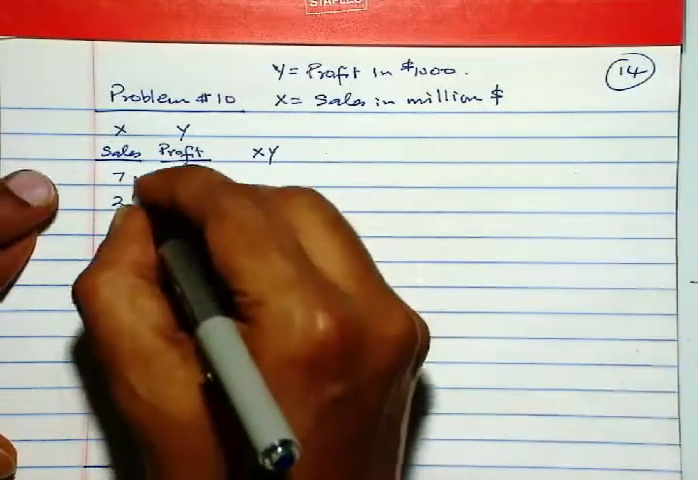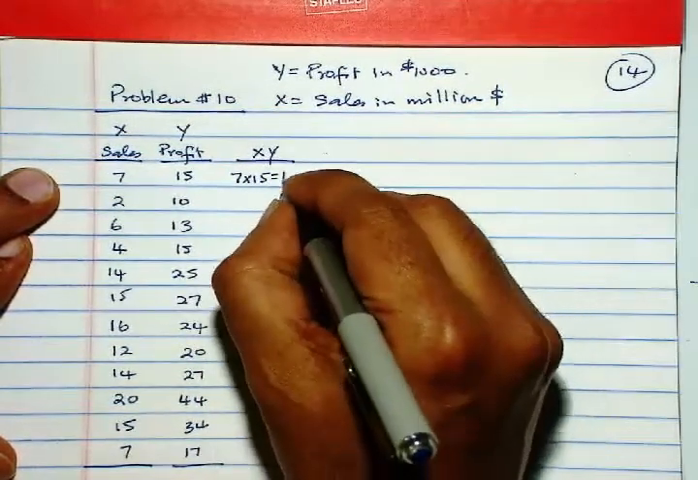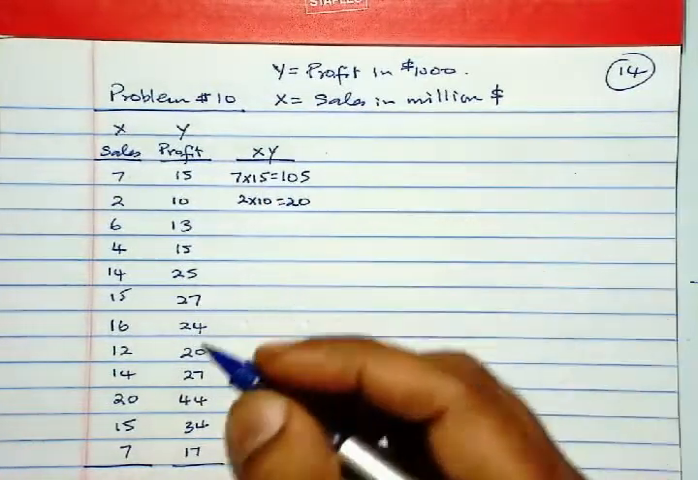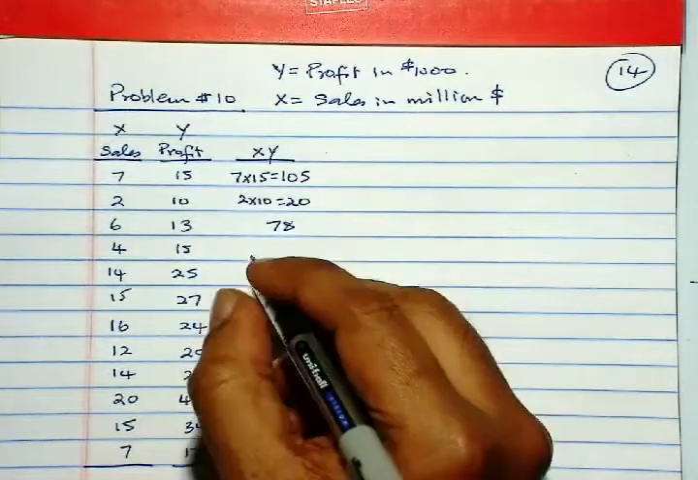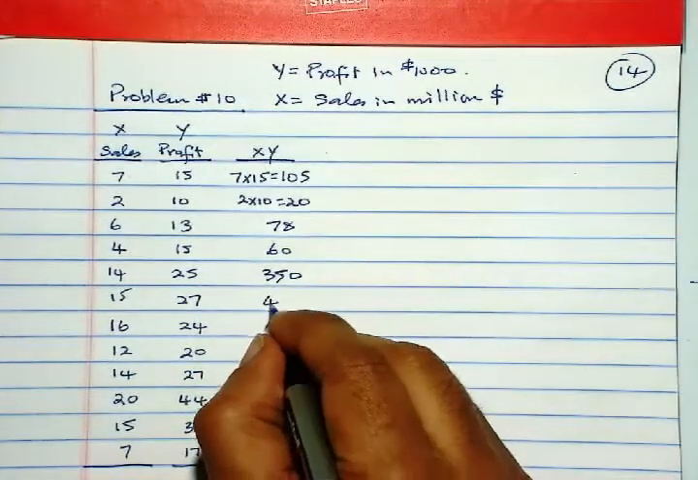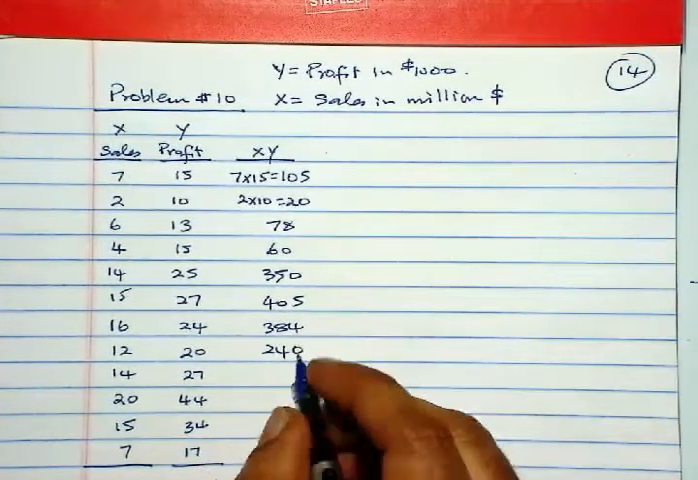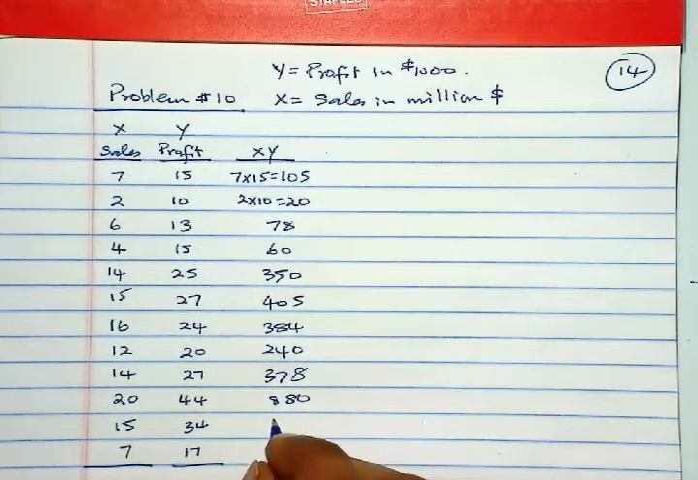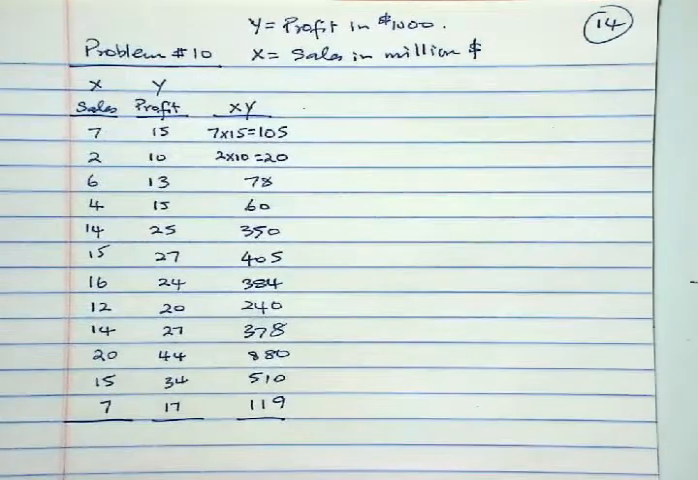So we go 7 times 15 will give you 105. 2 times 10 will give you 20. And I'll just write the XY values from here onwards. So 78, 60, 350, 405, 384, 240, 378, 880, 510, and 119. Okay, so those are X times Y values.